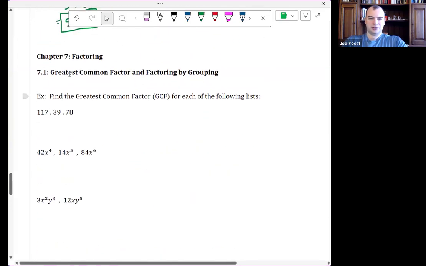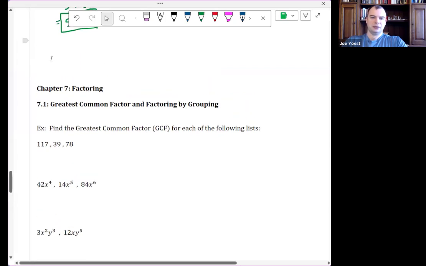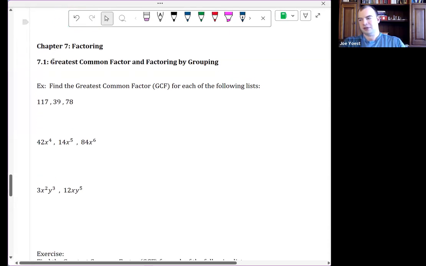Okay, so let's move on then to chapter 7. So chapter 7 on factoring.